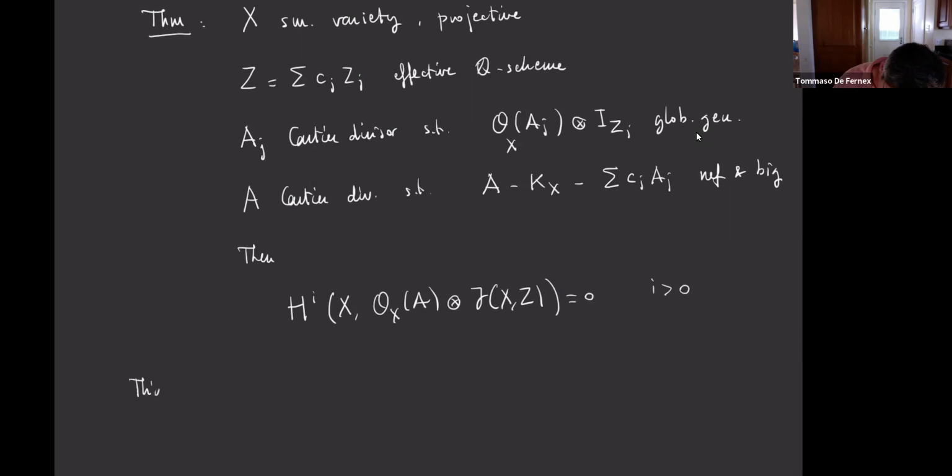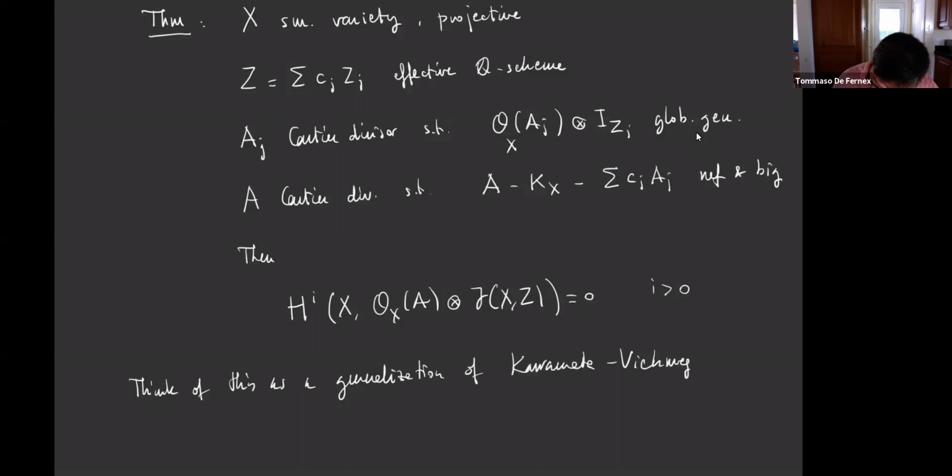So you want to think of this as a generalization of Kawamata-Viehweg vanishing. In fact, if you take Z to be a divisor, you assume it is simple normal crossing and A minus Z is nef and big, then this is just Kawamata-Viehweg vanishing. So the main thing here is that I don't want to assume Z to be a simple normal crossing divisor.